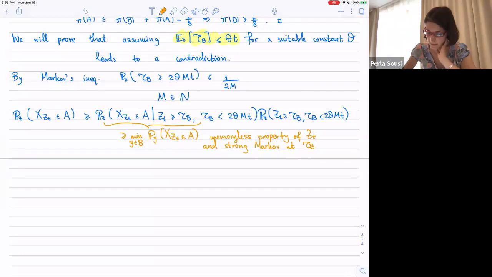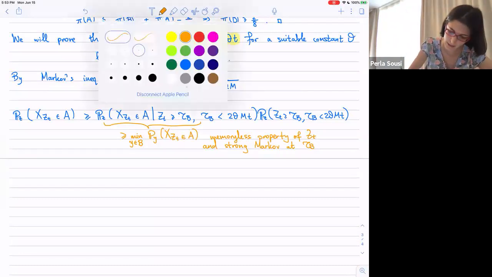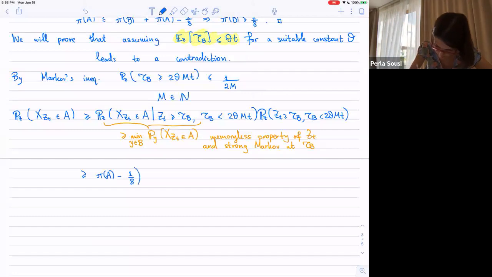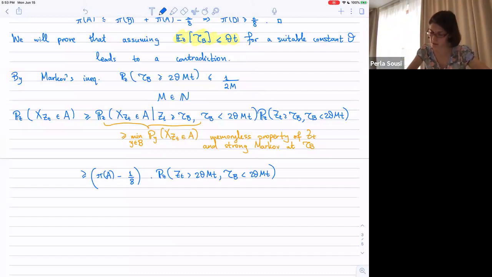So knowing that the geometric hasn't ranked by time tau B, we can just start afresh now, starting from the set B. And so we can lower bound the whole thing by the minimum over all Y in B of the probability starting from Y to be in A after Z steps. And so now we can lower bound using the definition of B by pi of A minus an eighth times the probability that Z is greater than 2 theta mt and tau B is less than 2 theta mt. The reason I do that is because I want to decorrelate the two events, because Z is independent of the Markov chain, so Z_t is independent of tau B.